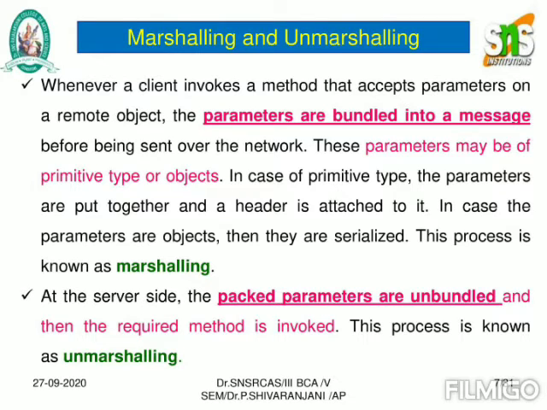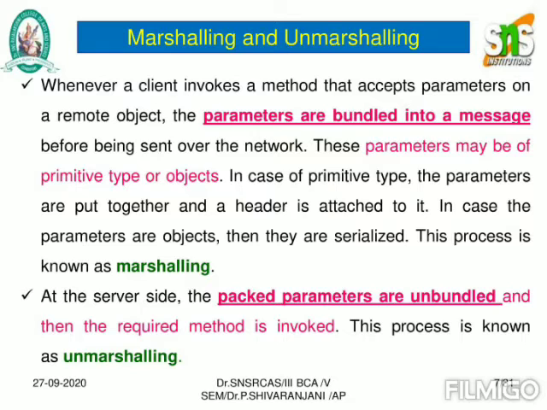So here in marshalling, the messages will be put into a bundle, and after bundling, the particular message is passed over the network. These parameters may be a primitive type or an object type. In the case of a primitive type, the parameters are put together and a header is attached to it. In the case of an object, it will be serialized. So only one data can be passed at a time. This process is called marshalling.